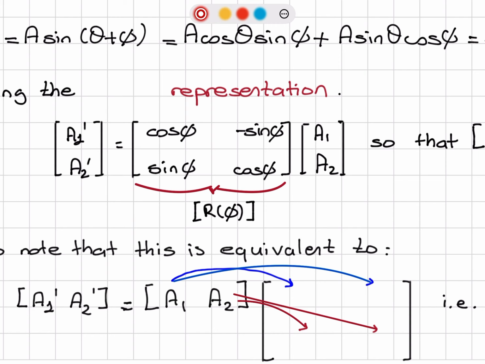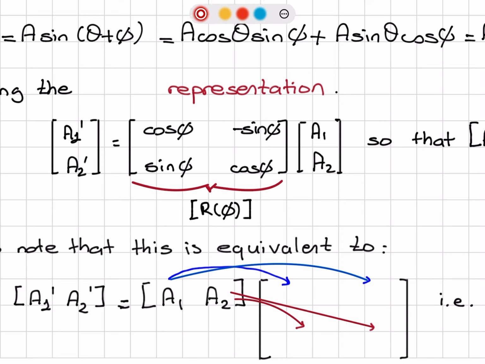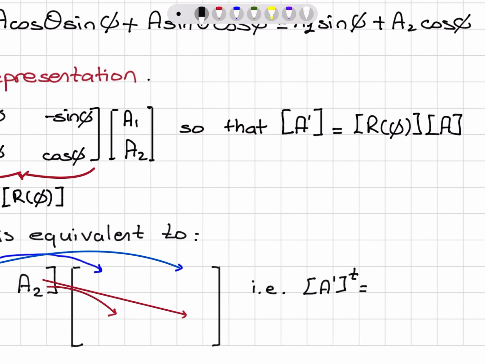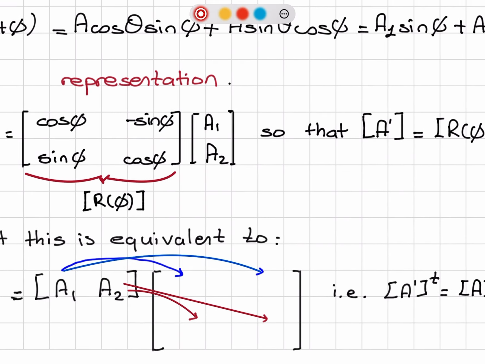A1, A2 multiplied by this matrix transposition. So when I take the transpose of a vector A prime of this matrix, it is A transpose multiplied by the rotation matrix transpose. So that changes the order of the two in the multiplication.